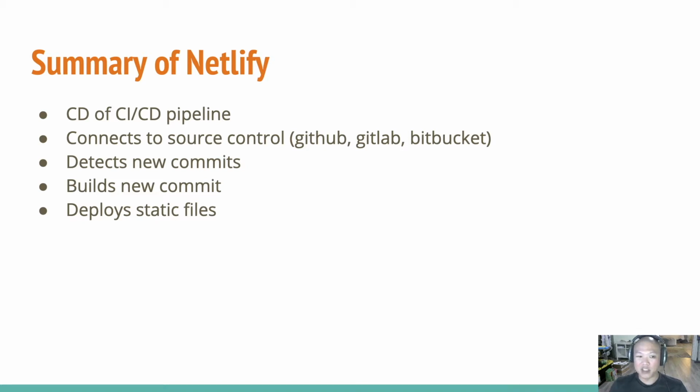Basically, it connects to your source control, whether that be GitHub, GitLab, Bitbucket, and then it will listen for new commits that you make to it. Whenever it detects a new commit, it will run your build command, and based on the static files that are generated off of your build, it'll make those static files available to the internet, available through a web server that it supports and maintains.